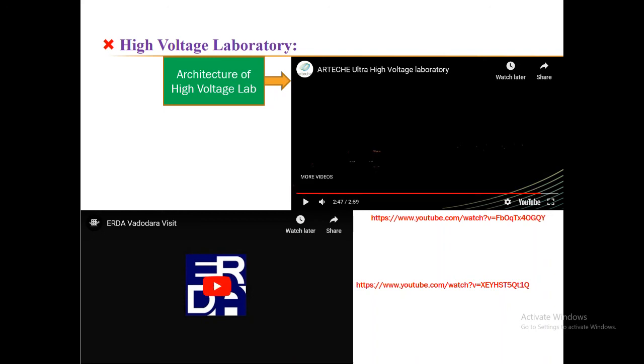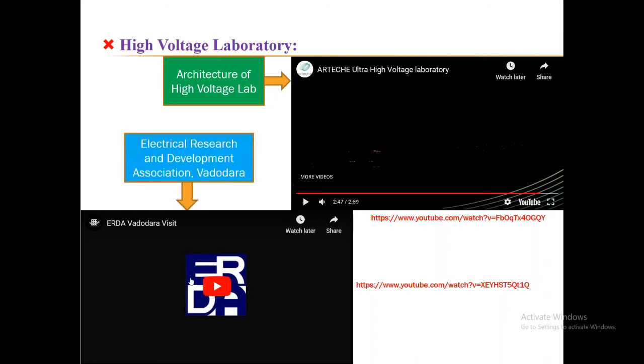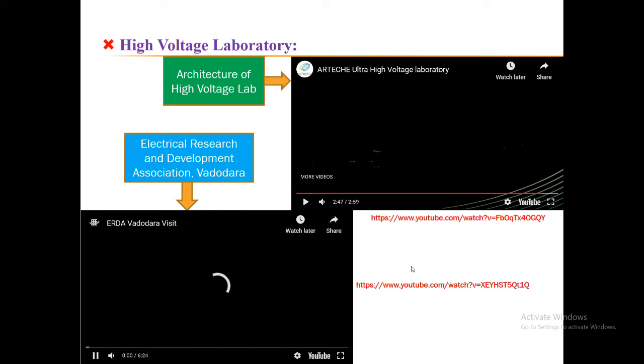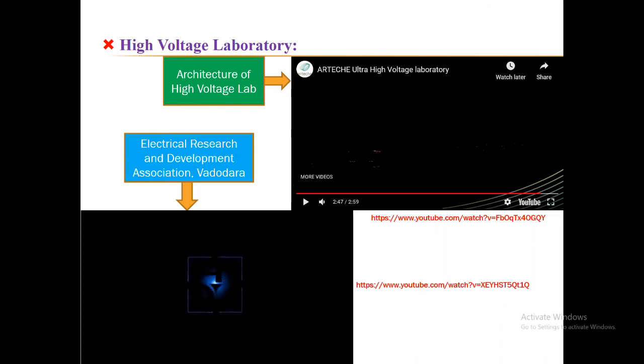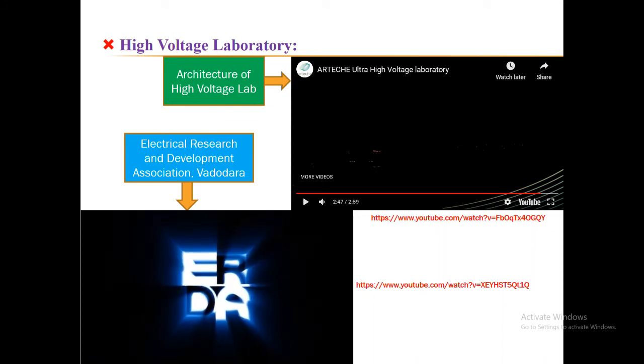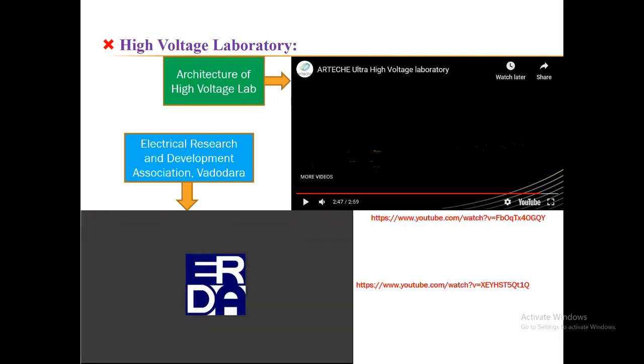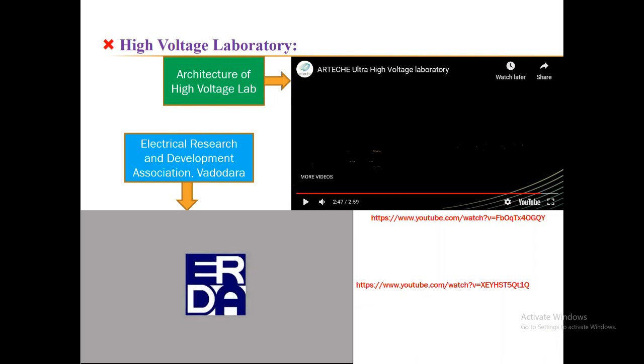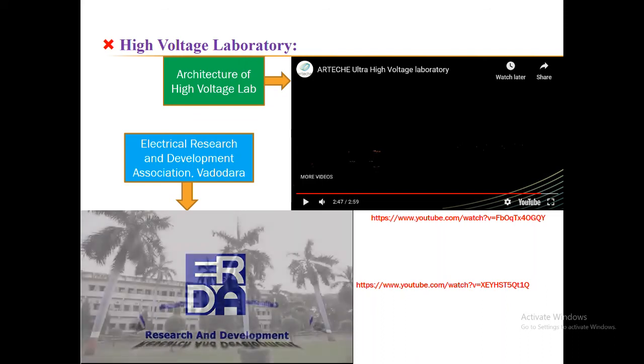So now let us see the virtual tour of Electrical Research and Development Association, ERDA, which is located at Vadodara in Gujarat. Electrical Research and Development Association, ERDA, is a premier laboratory in India for testing, calibration, certification, consultancy, as well as research and development of electrical products.